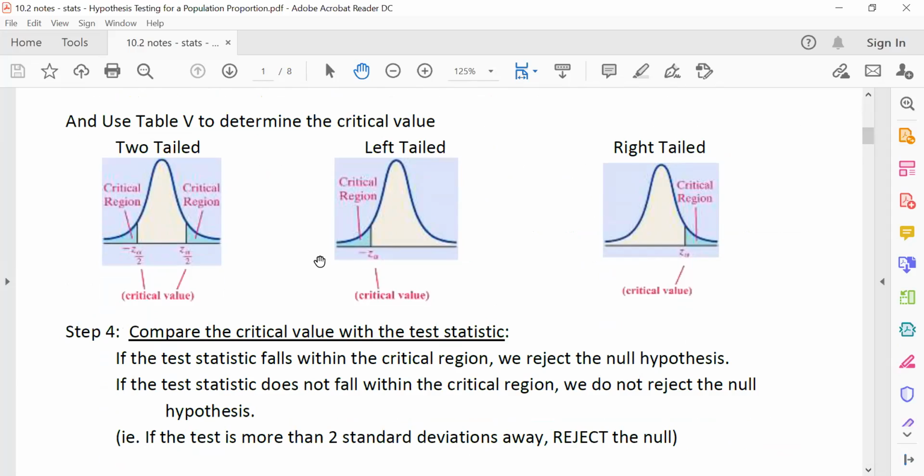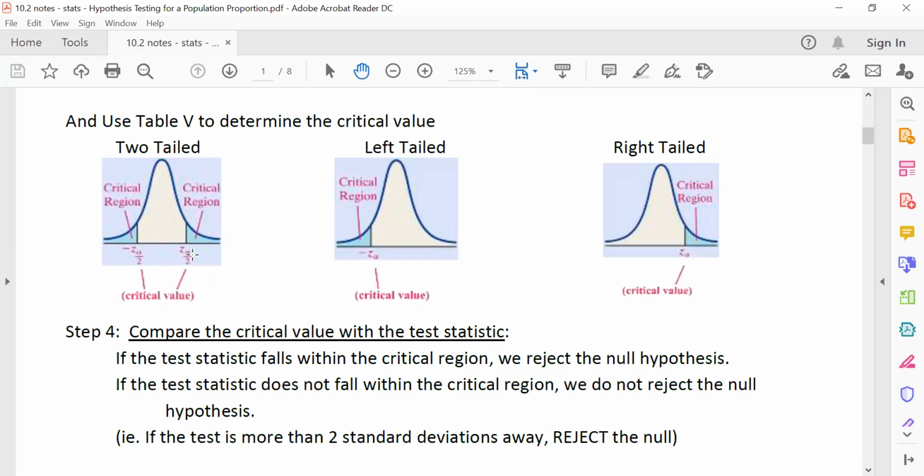You're going to determine something called a critical value. This is going to be a z-score, or in a two-tailed test, it's going to be two different z-scores. And here's what you're going to do. It's kind of weird.